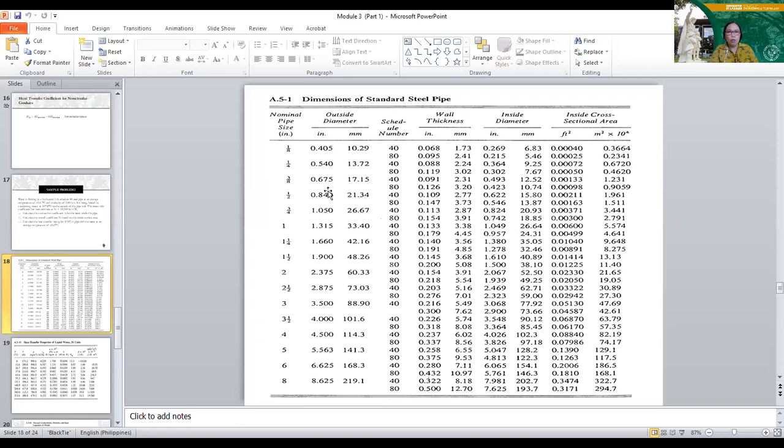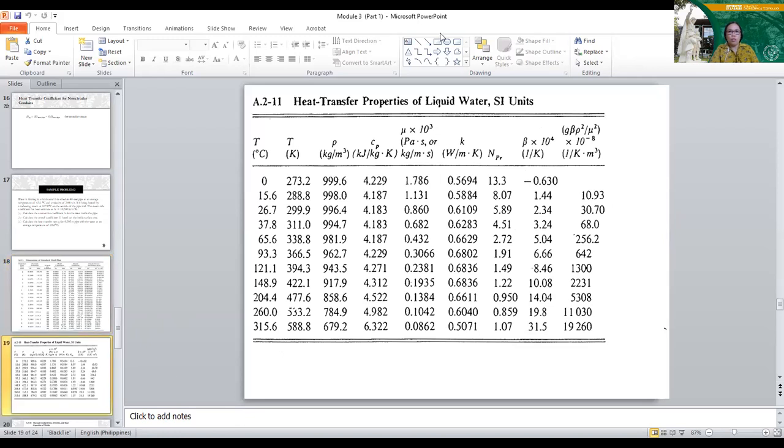Now we'll be needing also this particular table in determining the inside diameter and the outside diameter of our pipe based on its nominal size and its schedule number. I will go back to that, and we'll first go to the properties of our water. So for water, we have the temperature to be 65.6. The properties that we need from this table will be the density, which we need in the Reynolds number.